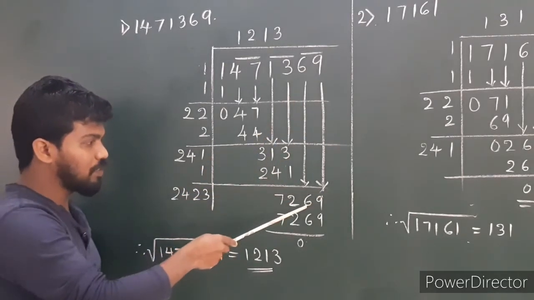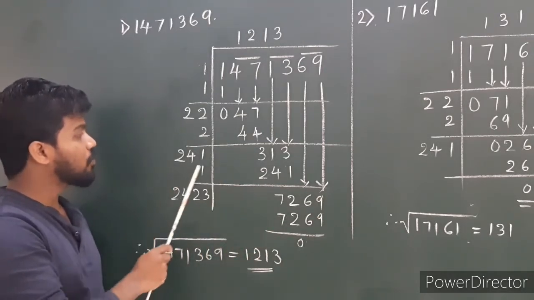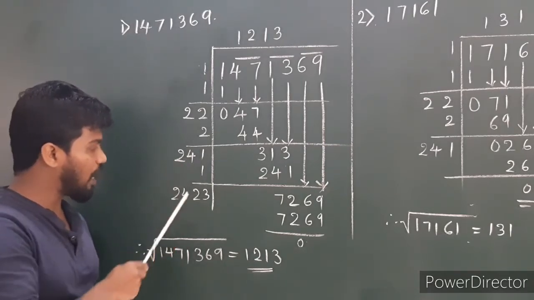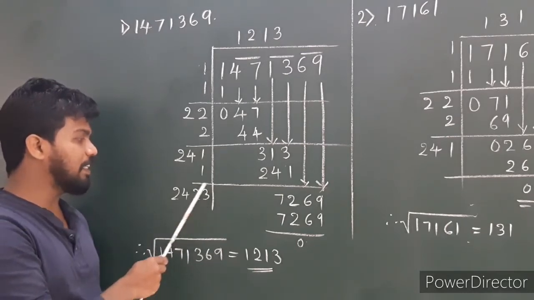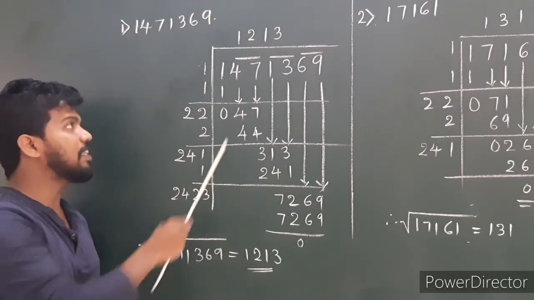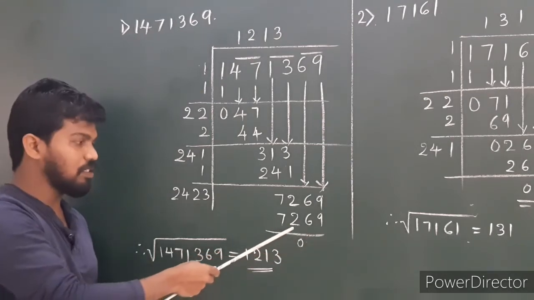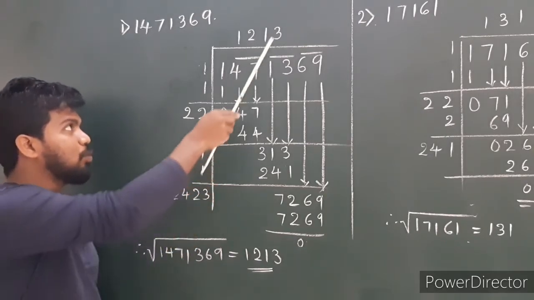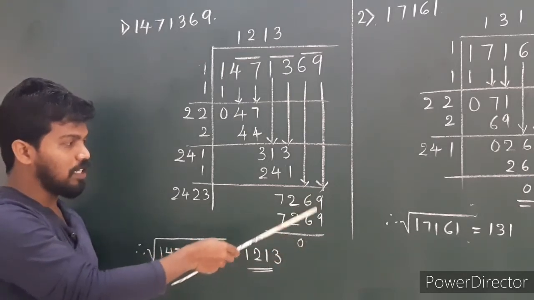The next two numbers we have are 69. So now it is 7,269. Now 1 plus 1 you got 2, 4 as it is, 2 as it is. So now 2,423 into 3. It is 3 times. 2,423 into 3 you get 7,269. So the remainder you get is 0 since both the numbers are the same.